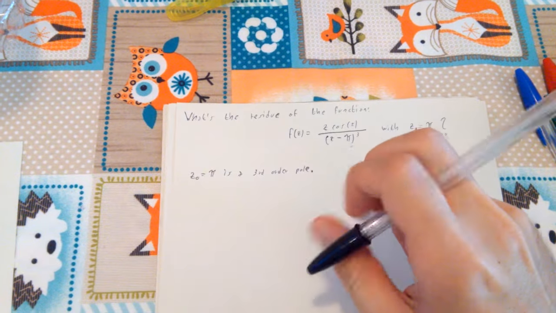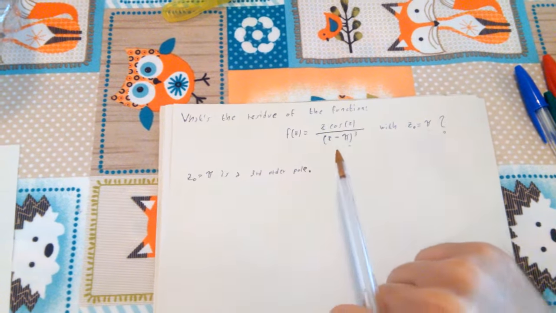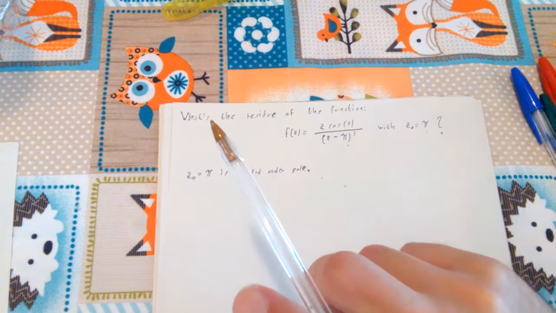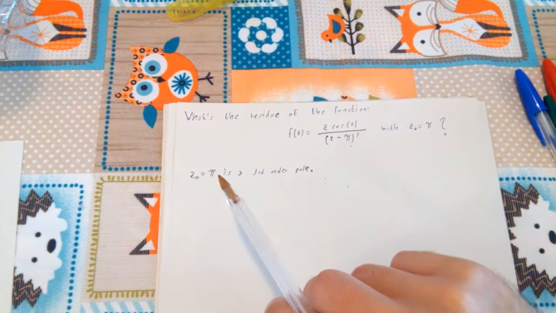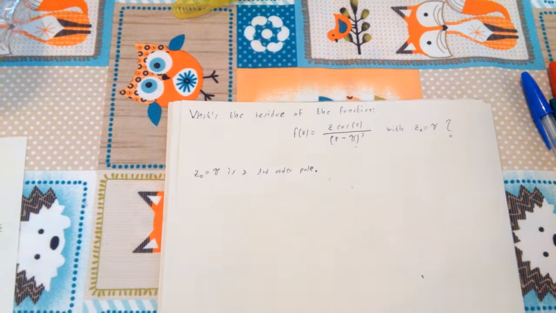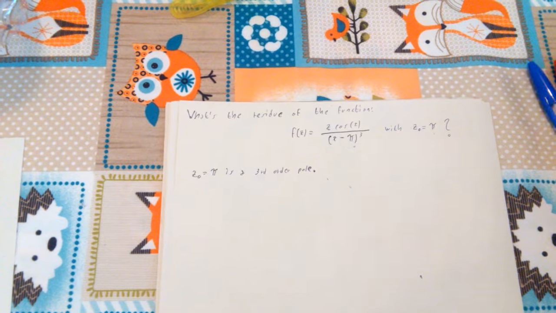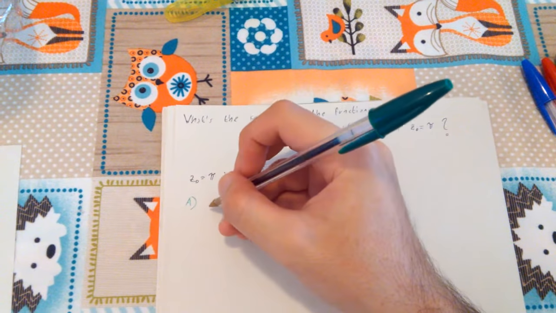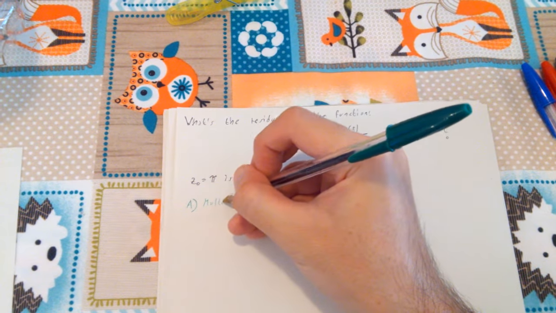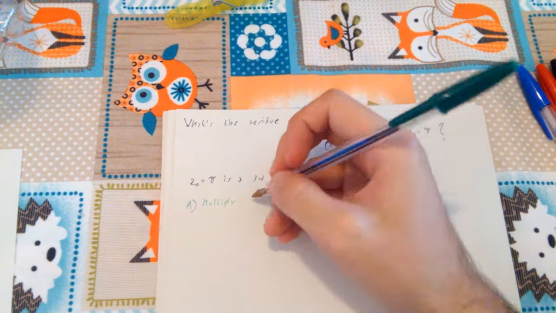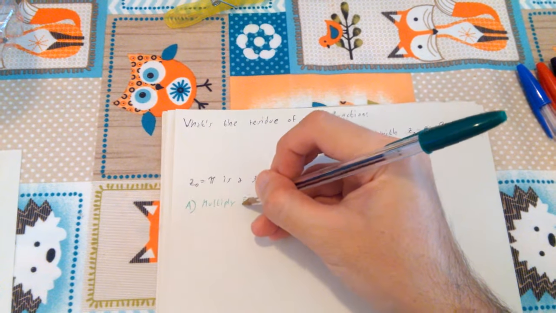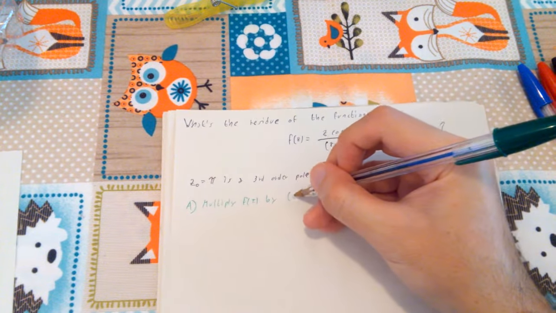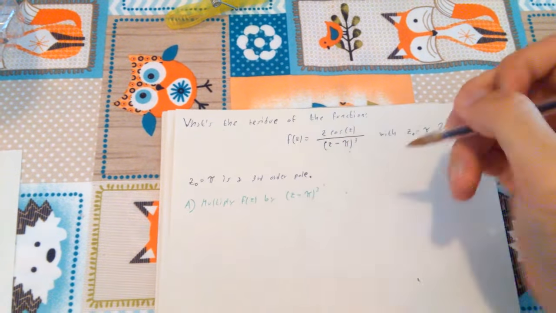Anyway, jokes aside, now what do we do with this? In this case, we can use a slightly different strategy. We can basically say that we're going to use 3 points in this strategy. Point A is, let's multiply f of z by z minus pi cubed.